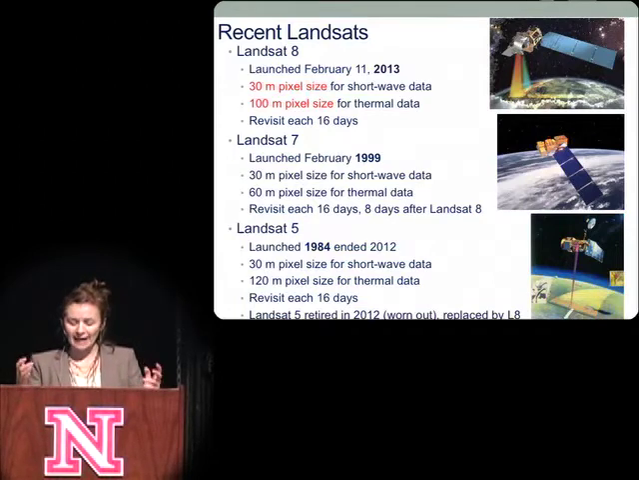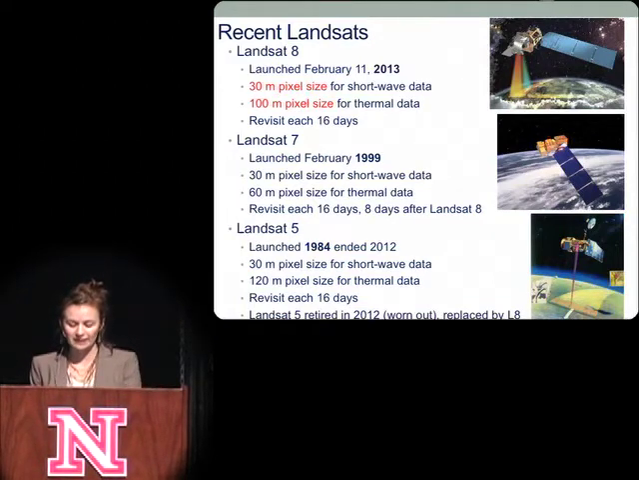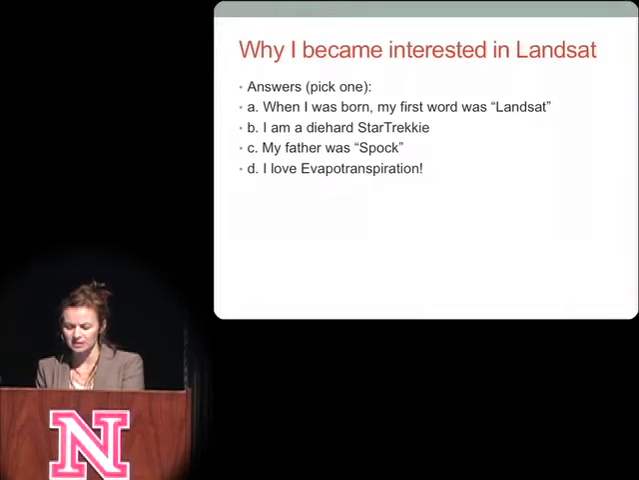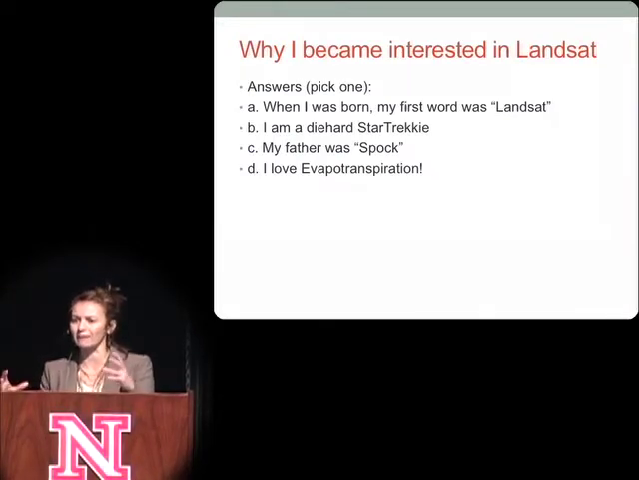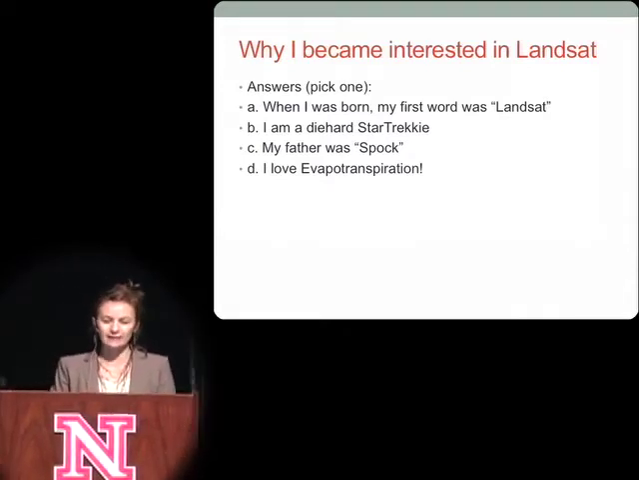And again, we have 2 satellites up in orbit, 7 and 8. Landsat 7 has a problem, the scan line detectors malfunctioned back in 2003. So we have a lot of holes in Landsat 7, and pretty much right now we're relying on Landsat 8.